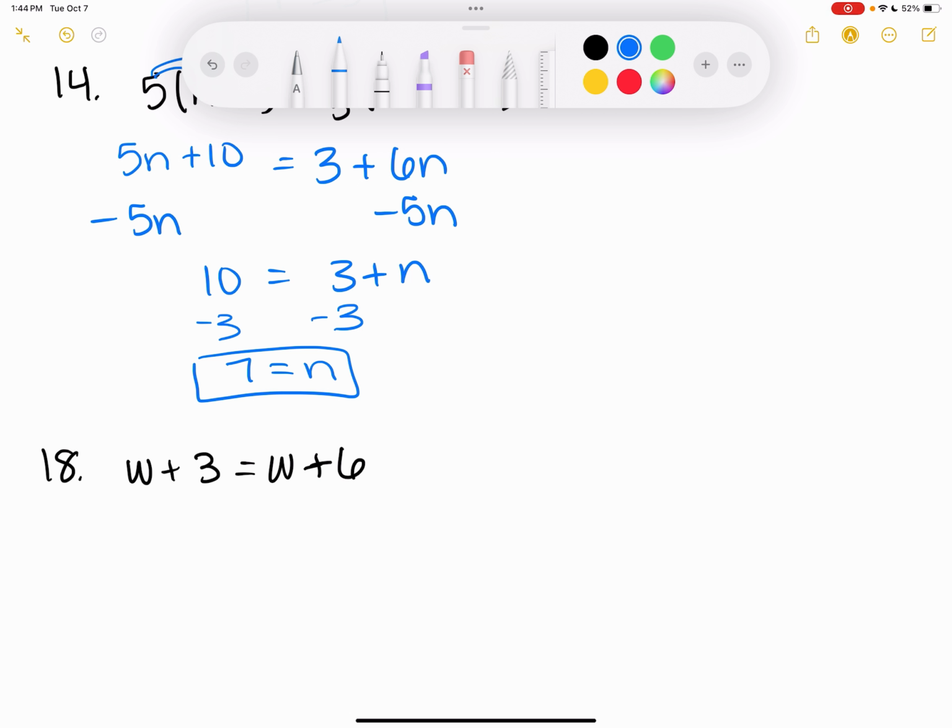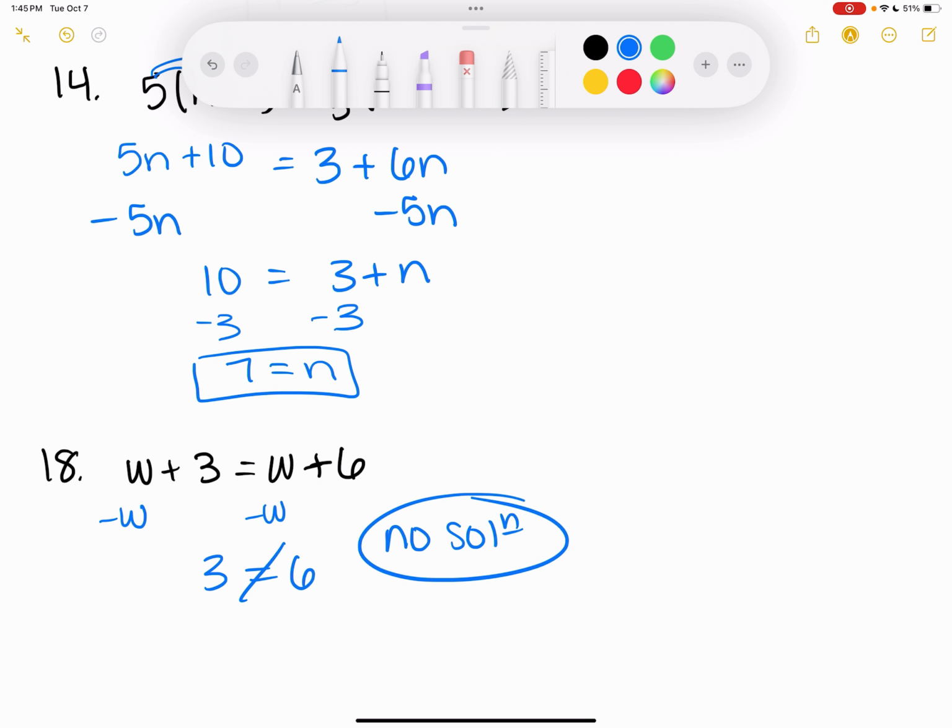Copy the problem down. All right, so I'm going to subtract W from both sides. When I do that, all the W's cancel, and I'm left with 3 is equal to 6. Well, that's never a true statement, so there is no solution for this problem. There's no solution that can make this true.